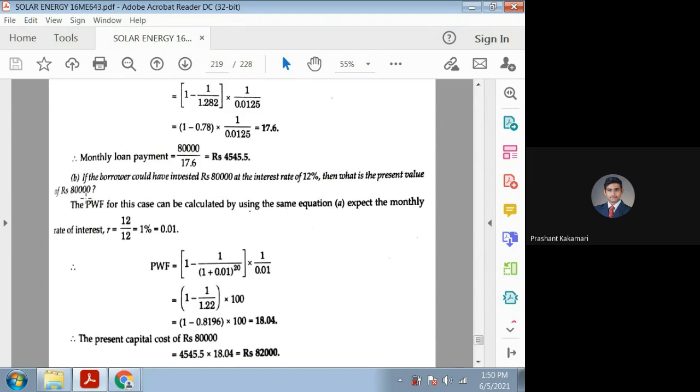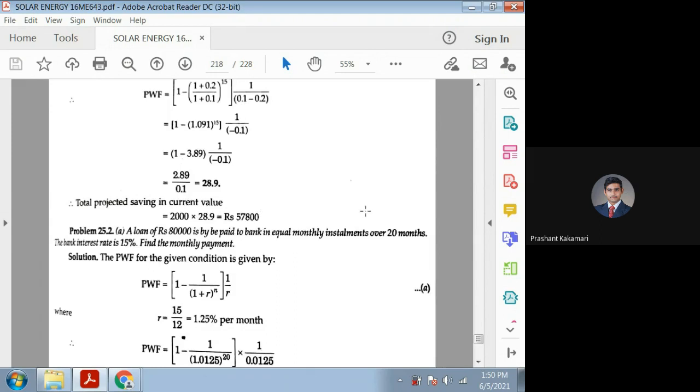So 80,000 he has invested and he is going to earn. See the difference here. He is going to earn 12% here, and 12% means per year. So now what we have to find out is the present value of rupees 80,000. Similarly, if you want to find out for the monthly rate, you can go for monthly, because in the second problem also we are taking 20 months only.